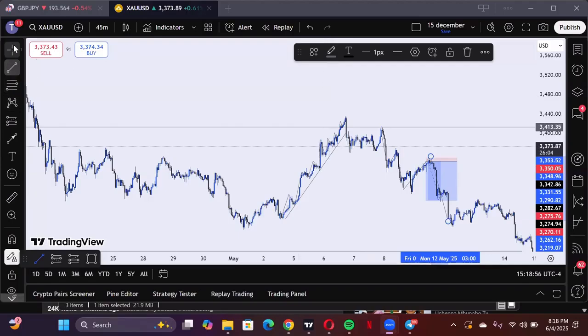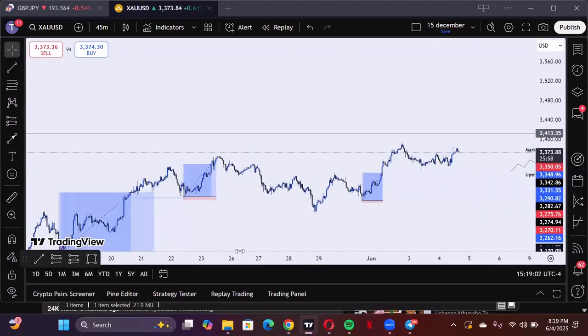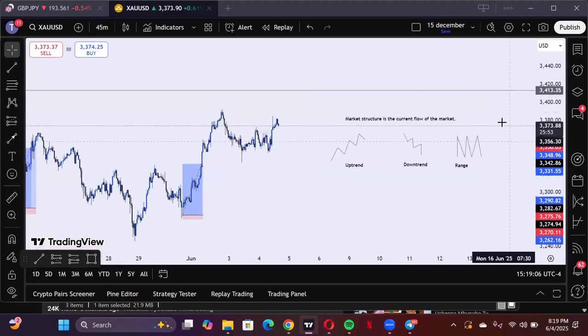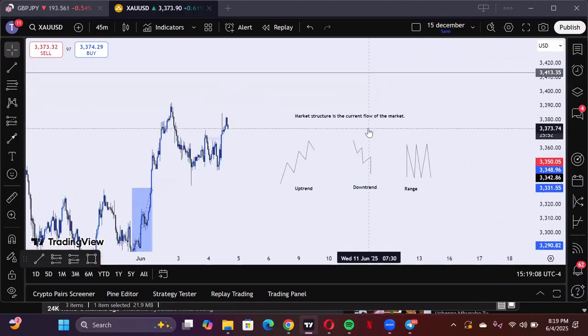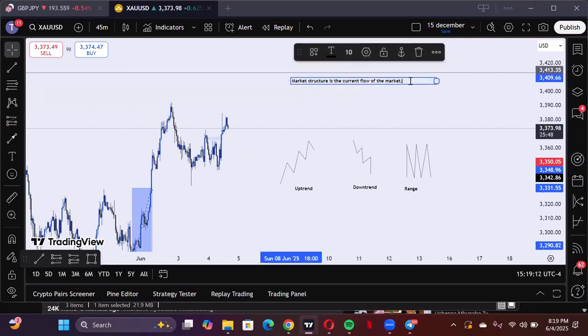Now, the two phenomena that we use to trade reversals and continuations: the one for reversal is what you call a market structure shift. What we use to trade market reversals is a market structure shift. A market structure shift is basically an indication that the current trend the market is on is ending and a new one is about to begin in the opposite direction.